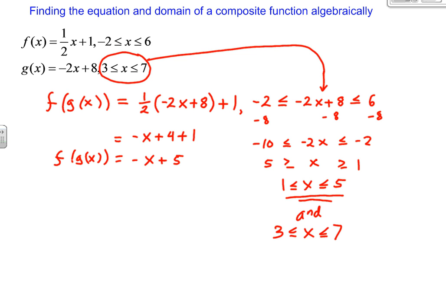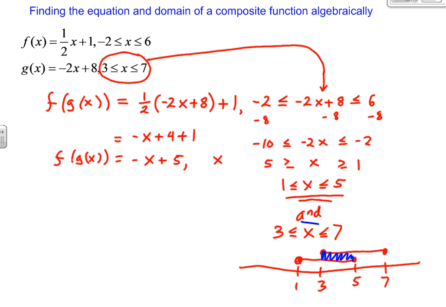Okay, what I always do is I draw myself just a real simple little number line here. Here's 1, here's 5, and that's this inequality. And here's 3, and here's 7, and here's that inequality. And I want the stuff in between. That's an and, so it's the intersection of those things. So my actual domain for this thing is x is between 3 and 5. So x is between 3 and 5.